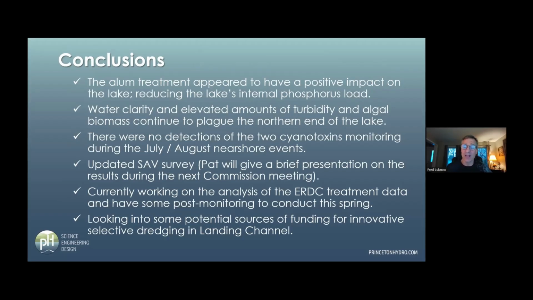There were no detections of either of the two cyanotoxins during the July and August nearshore events. We will be giving an updated SAV survey, and Pat Rose, I believe, will be giving a brief presentation on the plant survey details at the next commission meeting. We're currently working on an analysis of the Army Corps ERDC treatment data, and again, in the second presentation, I'll get a little bit into that data. And then finally, we are working with the foundation and commission, looking for some potential sources of funding for some possible innovative selective dredging, particularly in the landing channel section of the lake.